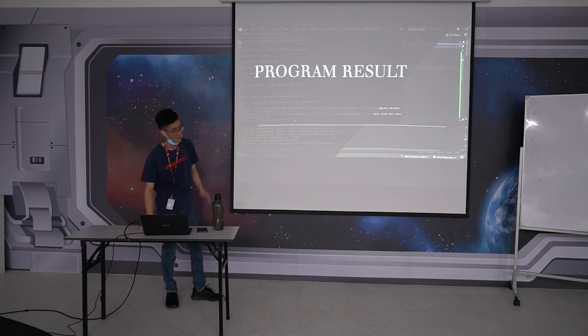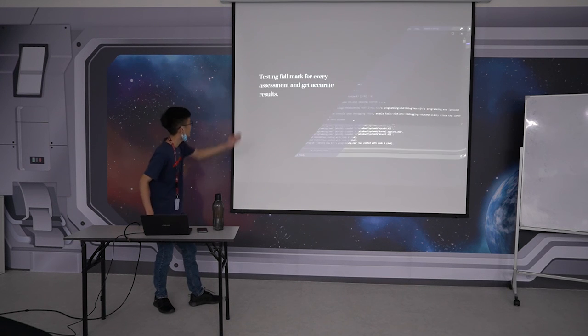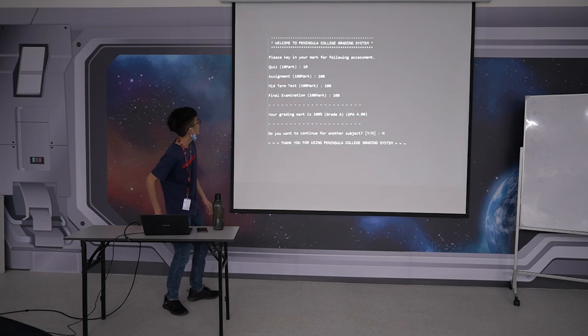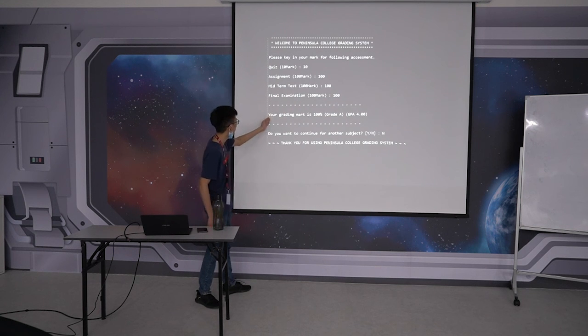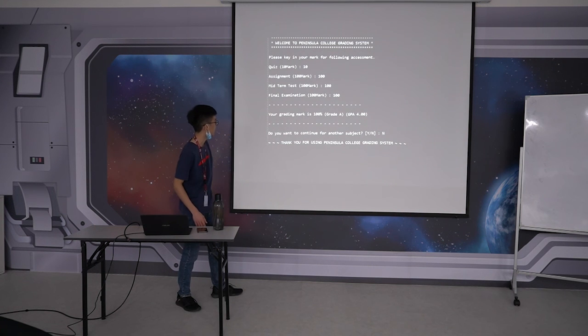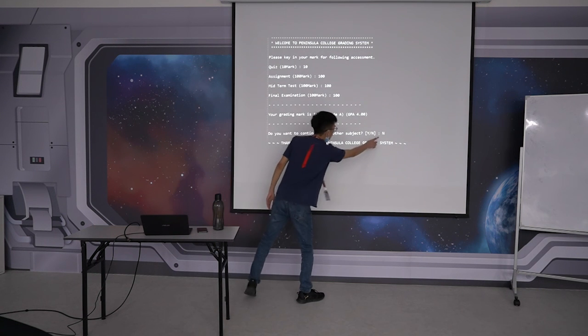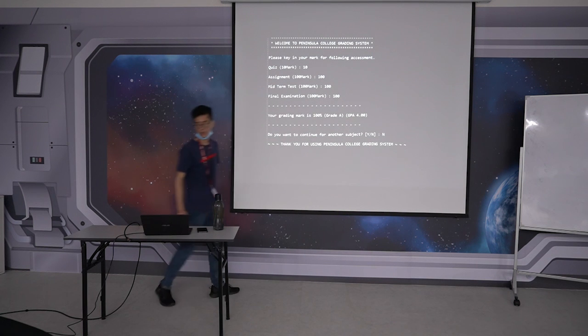Okay, now I will show my program result. This one I tested full marks for every assessment and I get an accurate result. You see, for the quiz 10 marks, I key in 10. Assignment 100, I key in 100. Midterm is 100 marks, I also key in 100. Final also the same. So I get 100%, grade A, GPA 4, which is correct. For here, I enter N, which is no, and the thank you message will come out.